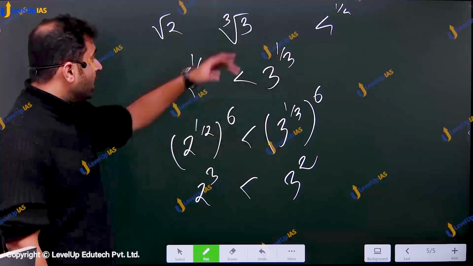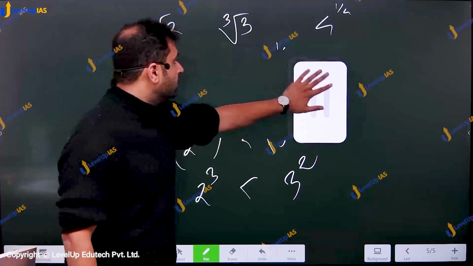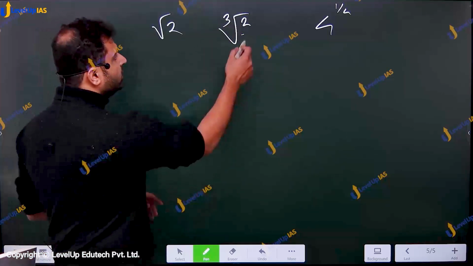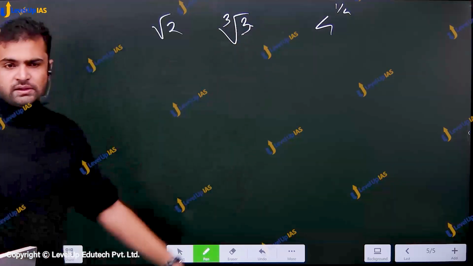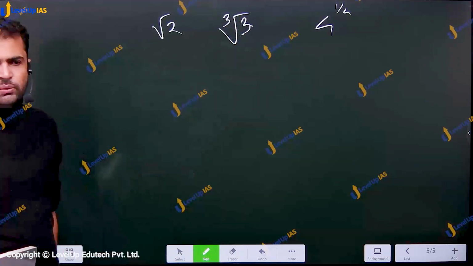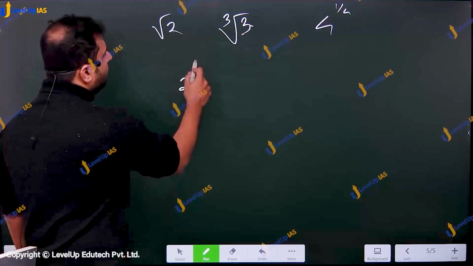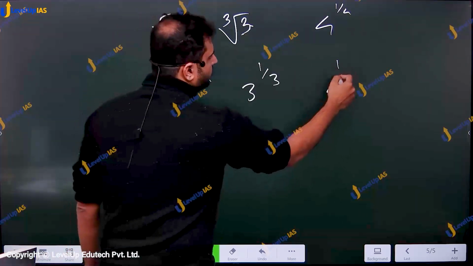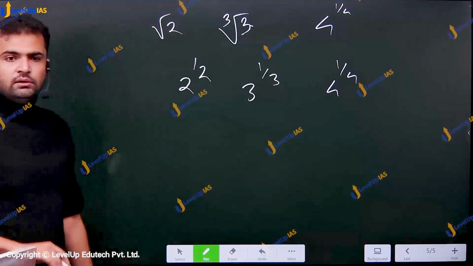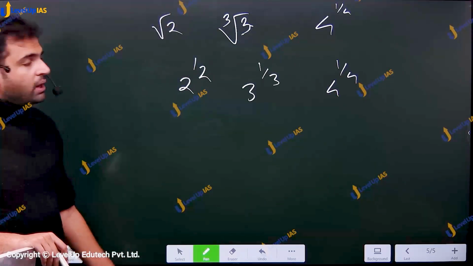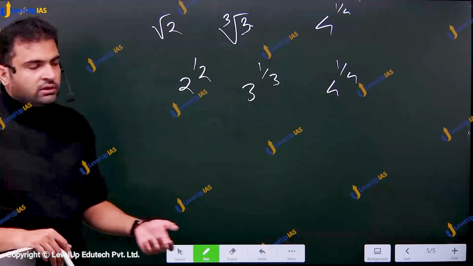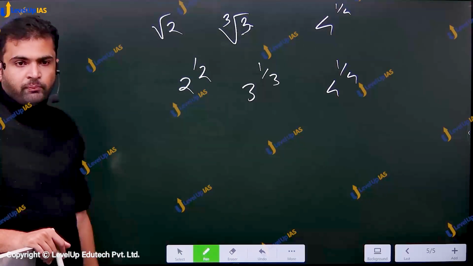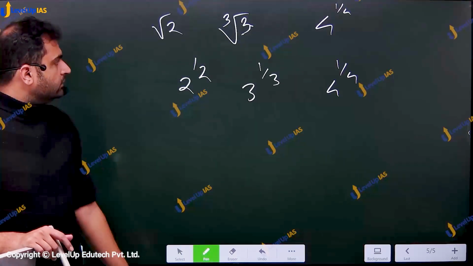If I also have that number, then I want you to find out the relation between these two. The question is which of them is larger. If the question is which of them is larger, how would you go about it? This is 3 raised to 1/3, this is 4 raised to 1/4. Then I want to get rid of the fractions first. How do we get rid of the fractions? Take some power. What power should I take here?